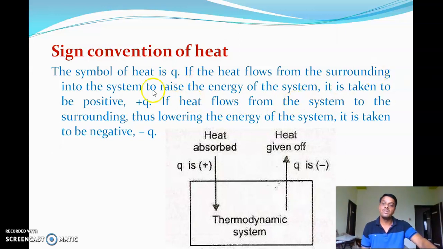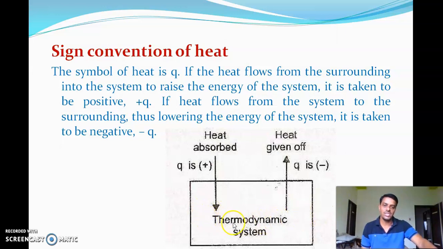If heat flows from the surrounding into the system to raise the energy of the system, it is taken to be positive. Or simply just remember, during the process, if heat is absorbed by the system from the surrounding, then that heat is denoted as positive, or taken as positive heat, plus Q. Okay, suppose when a reaction is going on or the process is being carried out, during the process obviously the system changes from one state to another state.